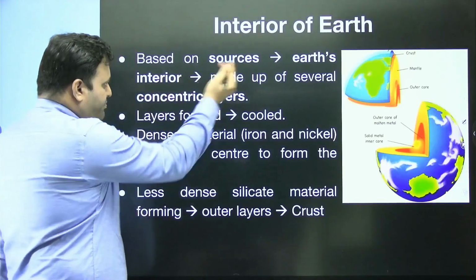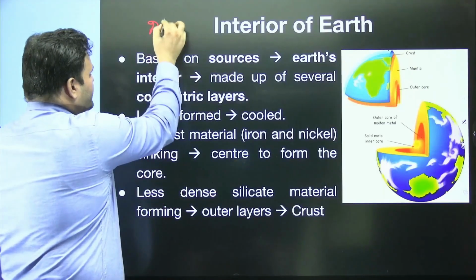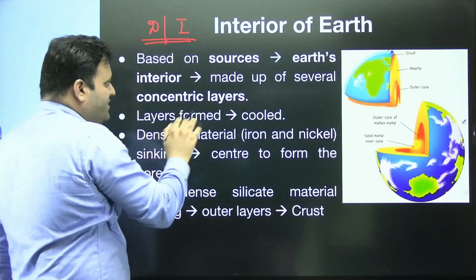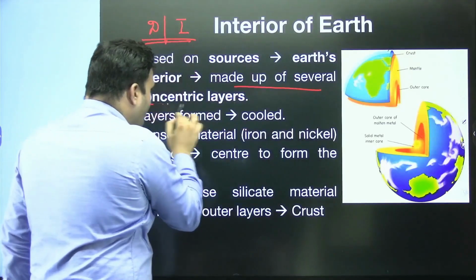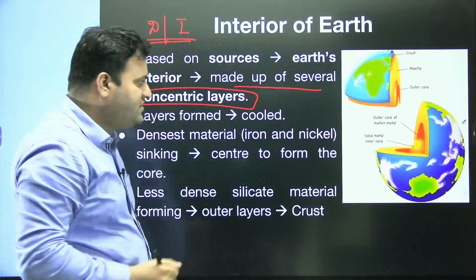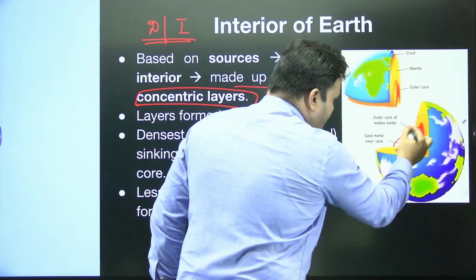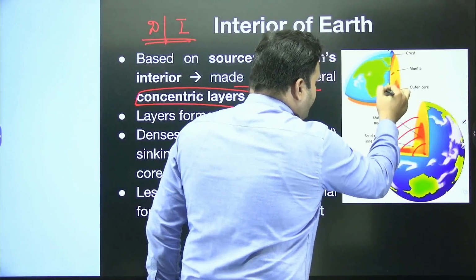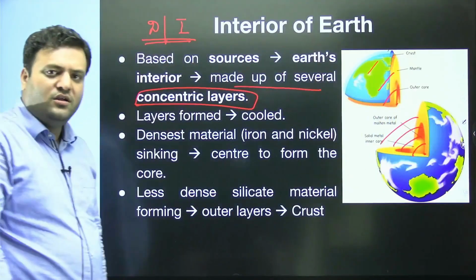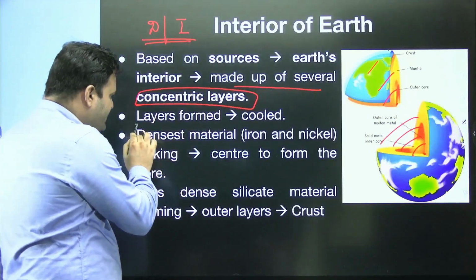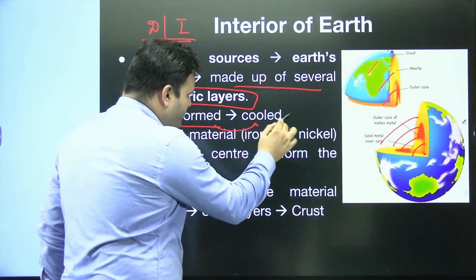Based on those direct sources and indirect sources, we can say that Earth's interior is made up of several concentric layers. Concentric means that from one center we have different layers. So concentric layers are there, and these layers are formed because of the cooling of our Earth.